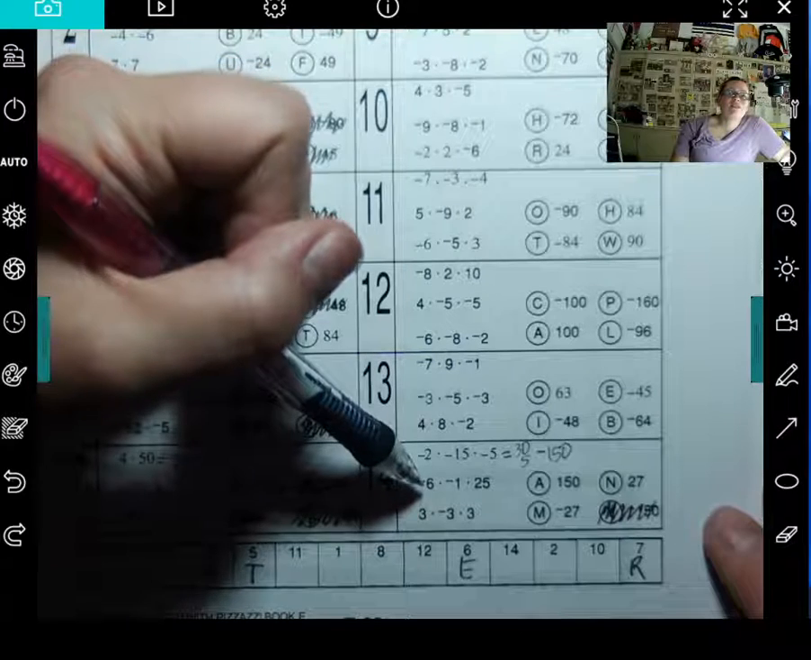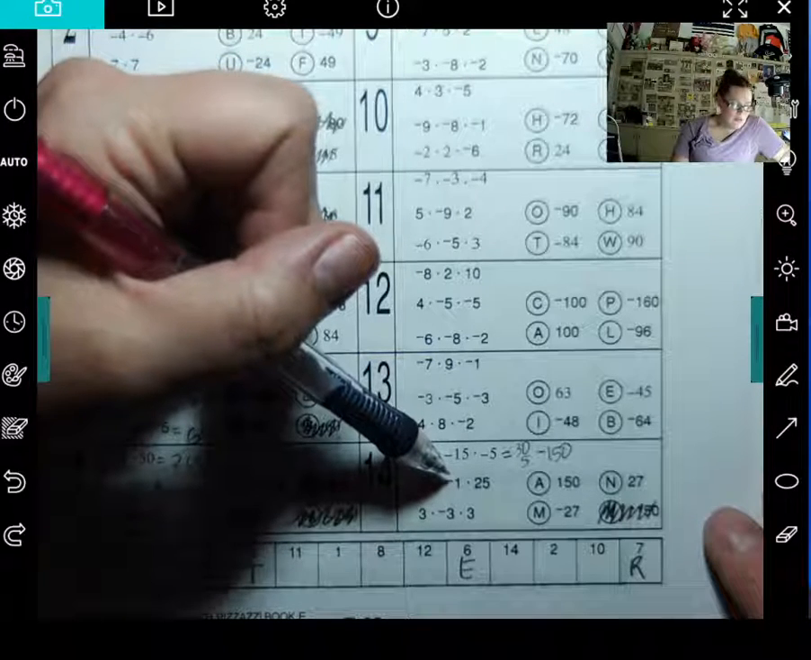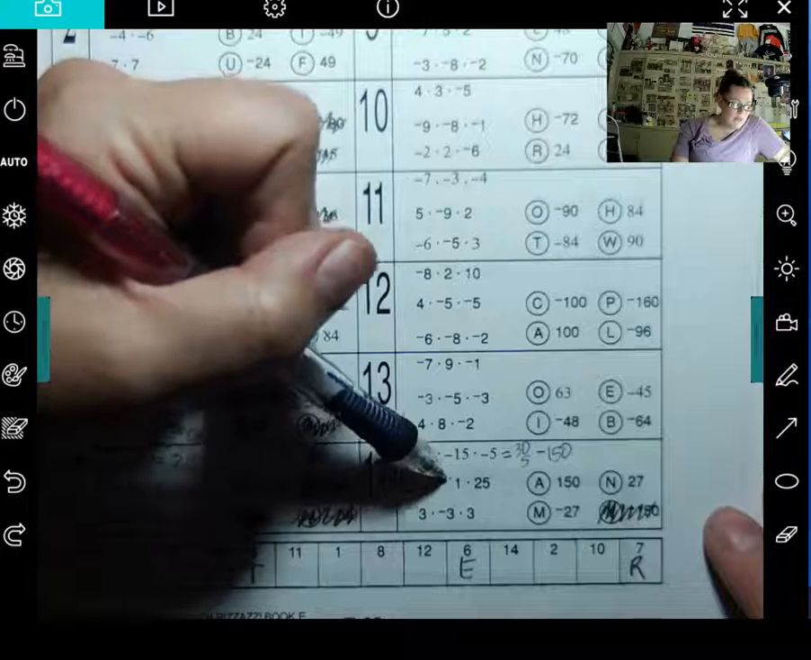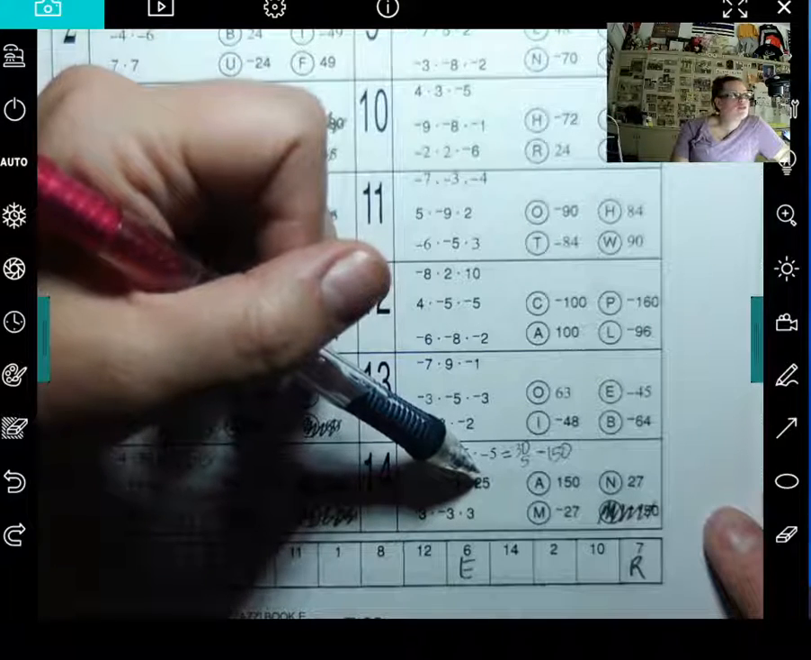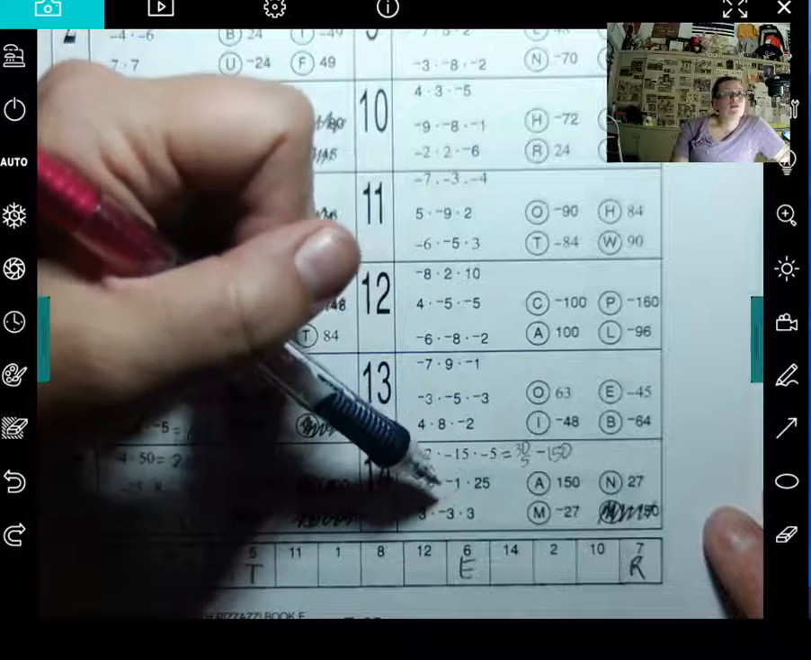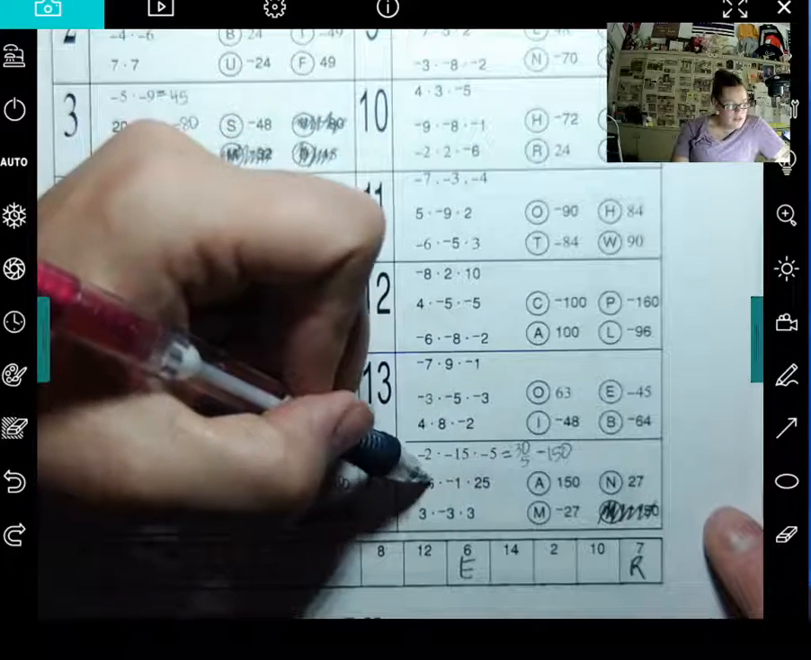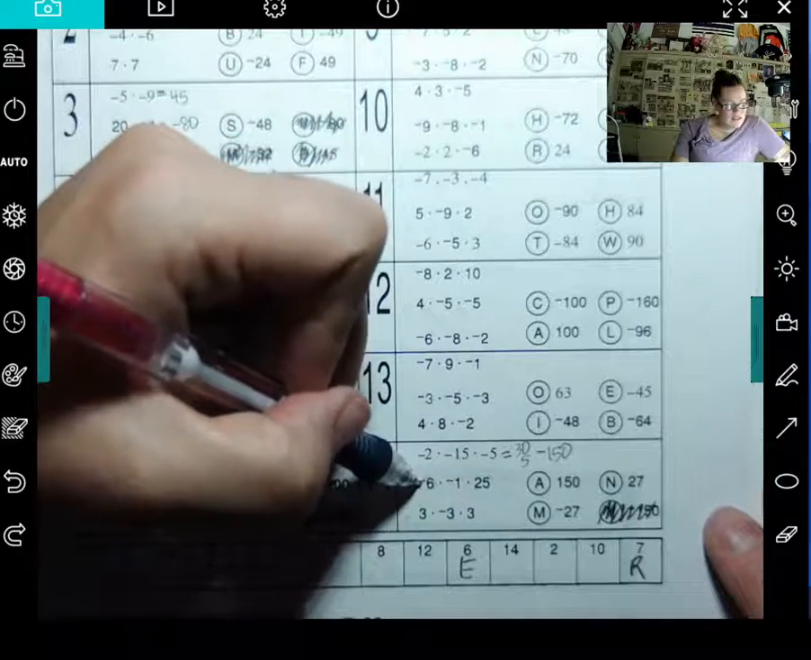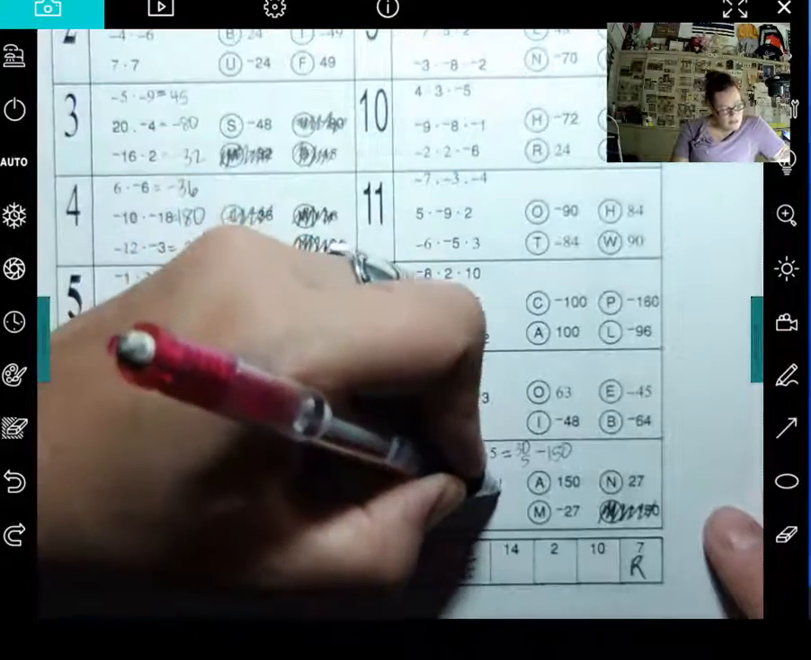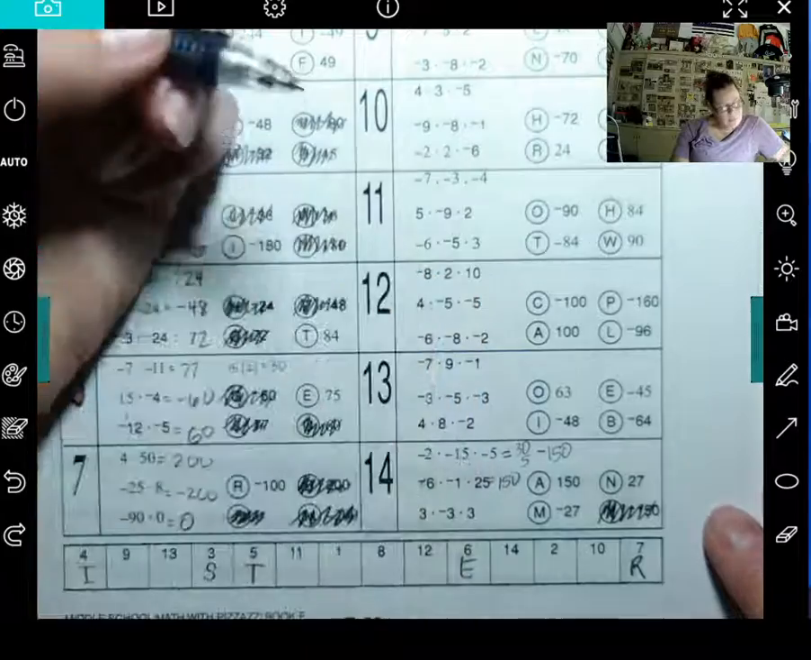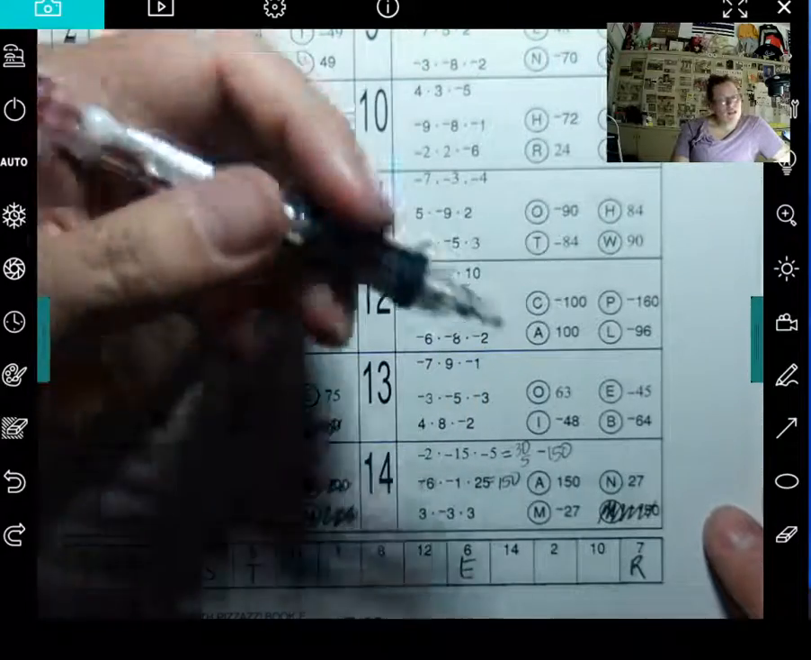Next I have negative 6 times negative 1, which is going to be positive 6, right? Positive 6 times 25. So there's 4 quarters in a dollar, so that's 100. And then there's 2 left over from the 6. So 2 times 25 is 50. So now I have a positive 150. So cross out the A.